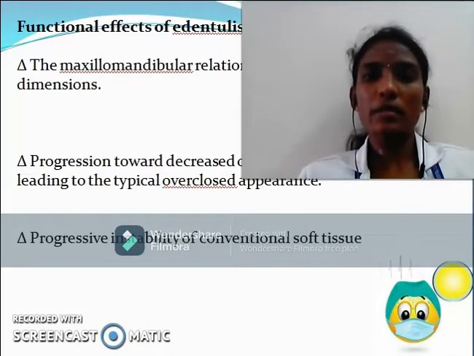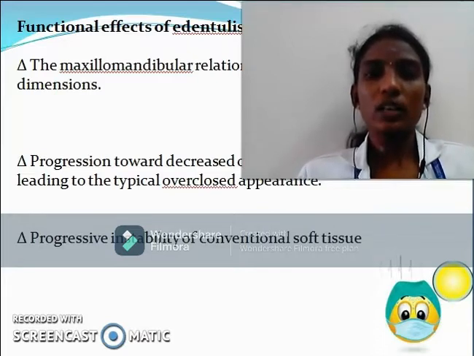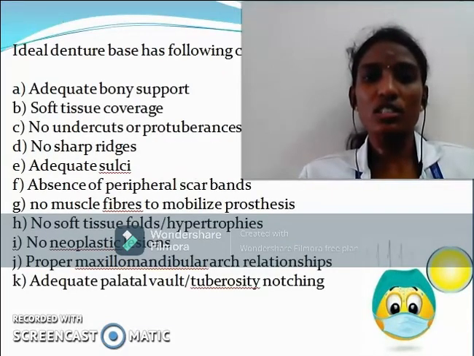The functional effect of edentulousness: the maxillomandibular relationship is altered in all spatial dimensions. Progression towards a decreased overall lower facial height leads to the typical over-closure appearance. There is also progressive instability of conventional soft tissue.